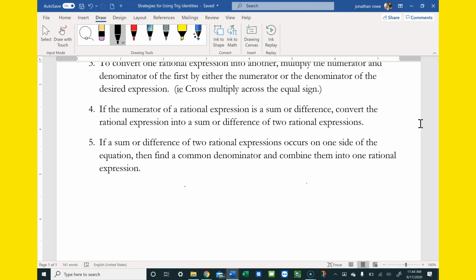And strategy 5, if a sum or difference of two rational expressions occurs on one side of an equation, then find a common denominator and combine them into one rational expression. So if you have, let's say, sine over cosine plus cosine over sine, you could combine these into one single rational expression by getting a common denominator. You'd have to multiply these denominators by each other, and multiply the top by whatever you multiplied with the bottom, and then combine them into one single fraction. And that might be a way to go as well.